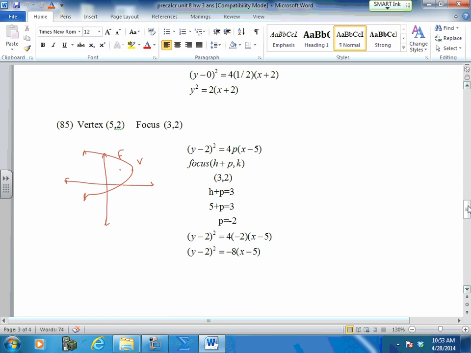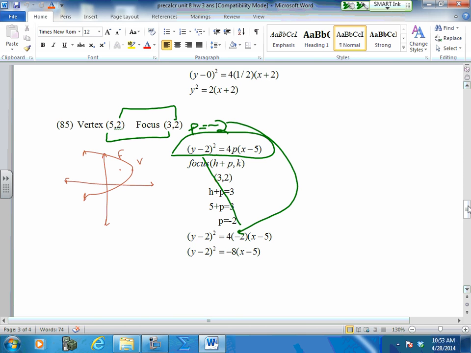Your focus, you should be able to find P, the distance between. Look, an easy way to do this too. Here's your 2's are the same. So what's 5 minus 3? 2. There's your P. 2. If it opens to the left, P has to be negative, right? So there's your negative P. So start with this. Skip all this. Plug in your negative 2. And there's your equation. If you like the formulas, please be my guest, use them.